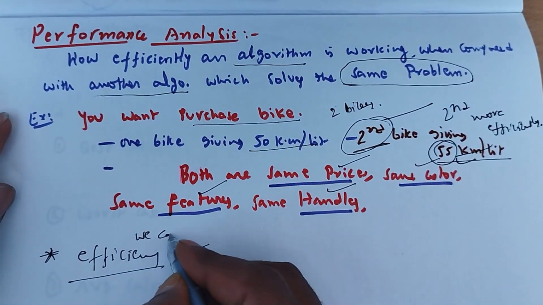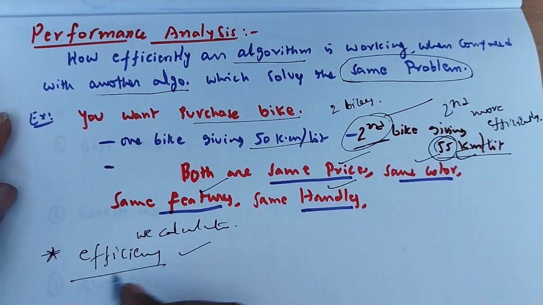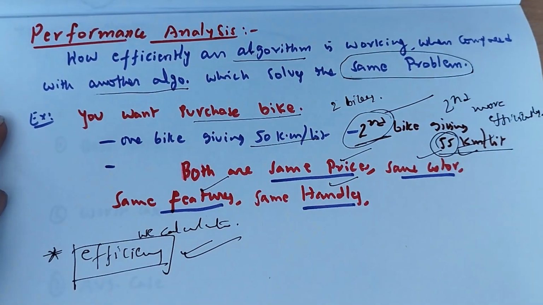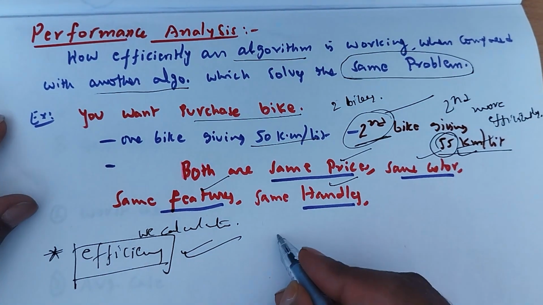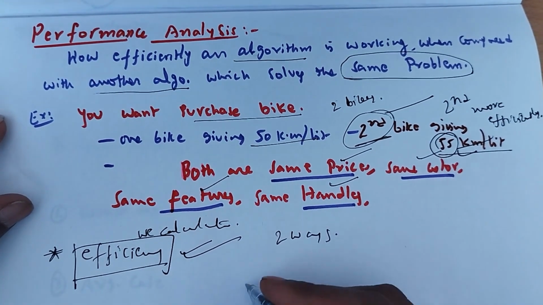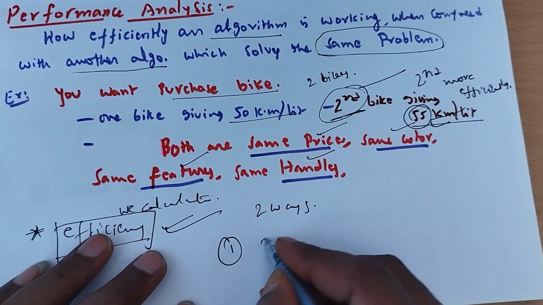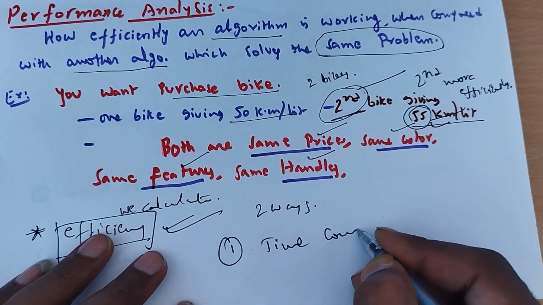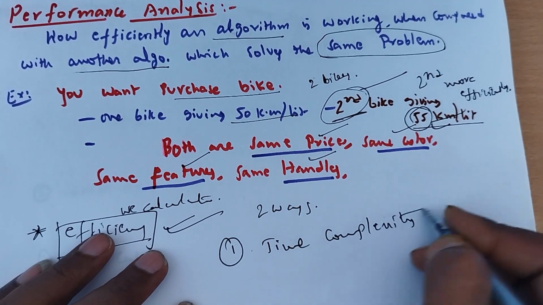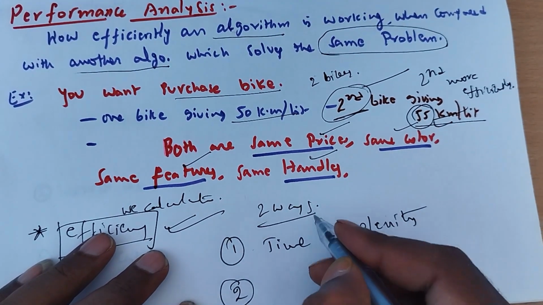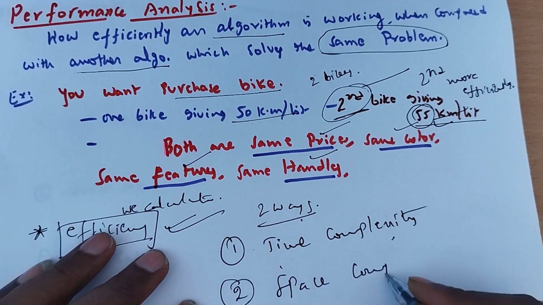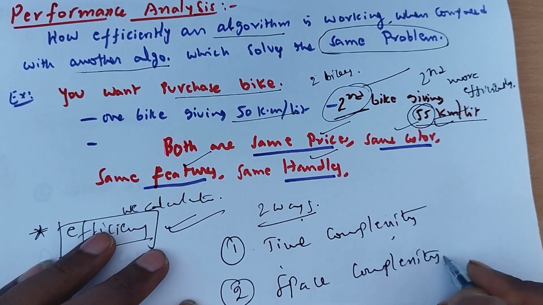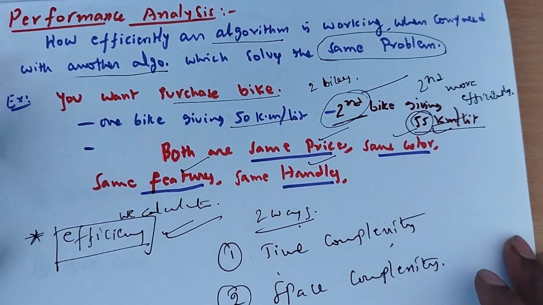We calculate the efficiency, and how will the efficiency be calculated? Generally, the efficiency will be calculated in two ways. The first one is time complexity, and the second one is space complexity. We will see what time complexity is and what space complexity is.